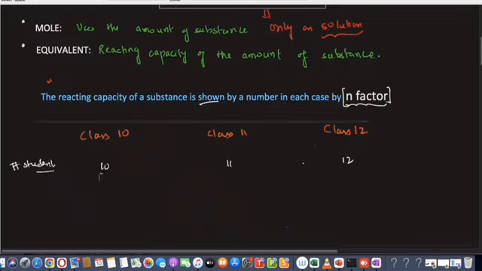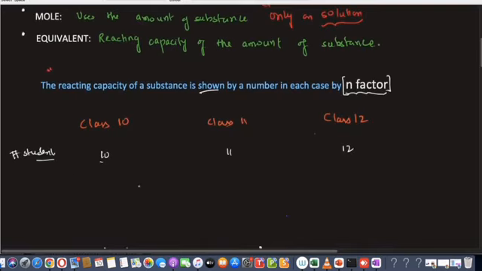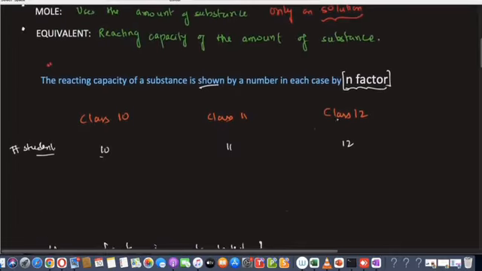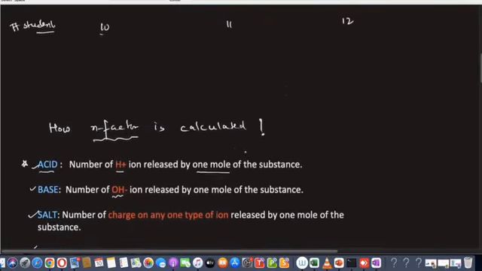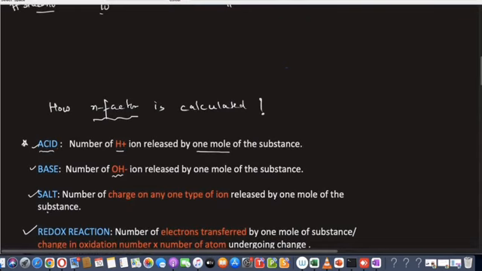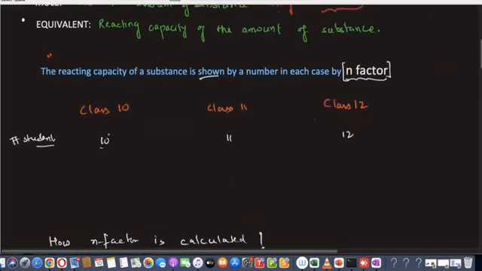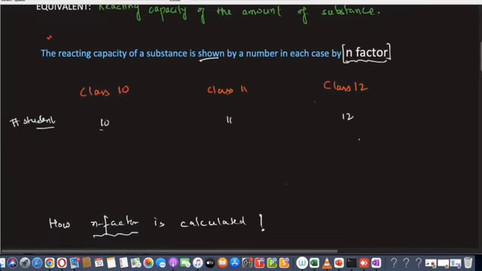So the equivalent concept takes care of the number of students actually performing, because it's not the class which performs, it's the students that perform, right? For different classes we have different numbers of students. This is how the concept of equivalent goes. As I told you, this N factor tells you the reacting capacity, so how is it calculated for acids, bases, salts and redox reactions? We'll see that we can use the N factor for calculating the equivalent even from the mole itself, right? So equivalent always considers the reacting capacity rather than the substance amount as a whole.